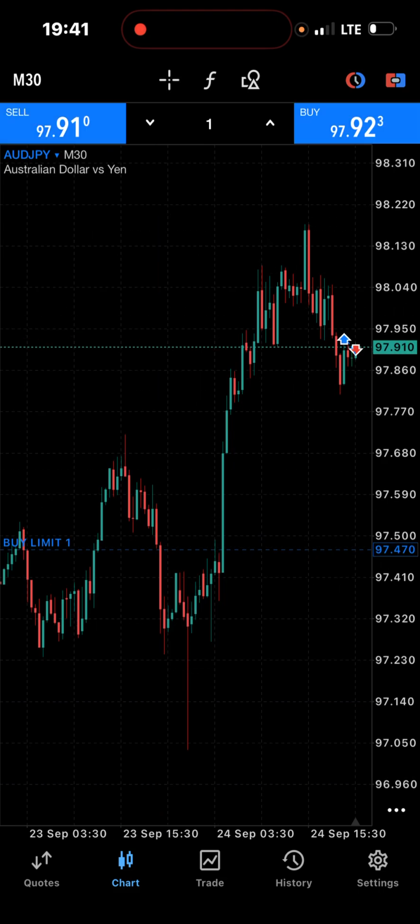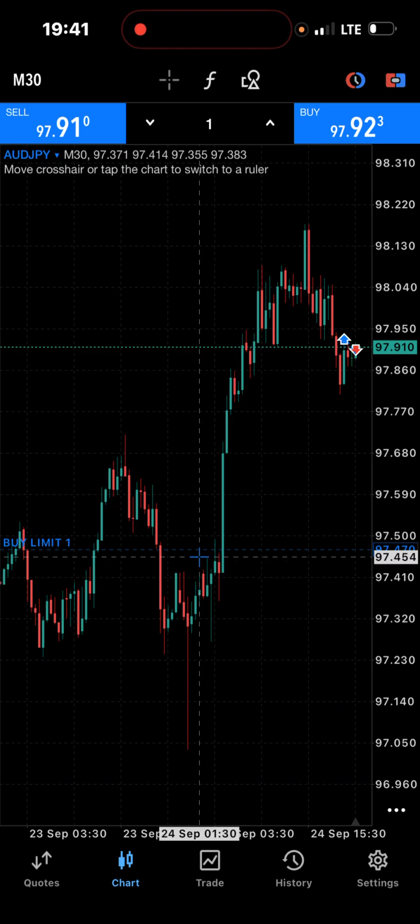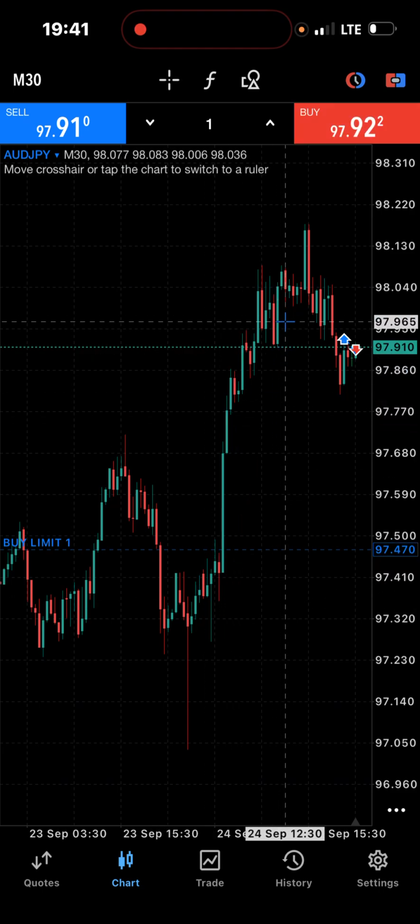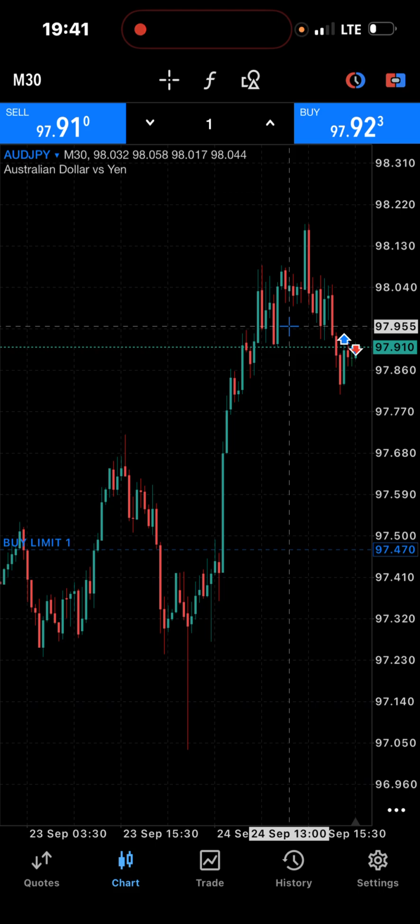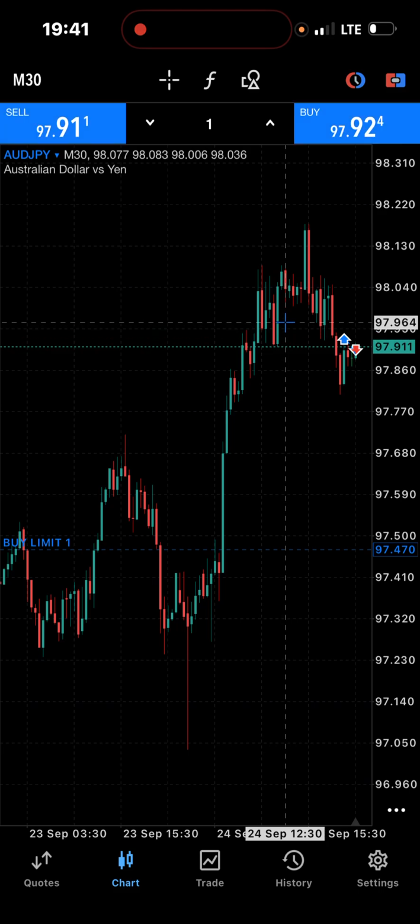What does that mean? If I want to sell this market, for example, if I'm going to sell this current market right now, I'll be selling from... This is not a trading analysis, so don't take it as one. This is just for example. So if I'm going to be selling, I'll be selling from 97.961.